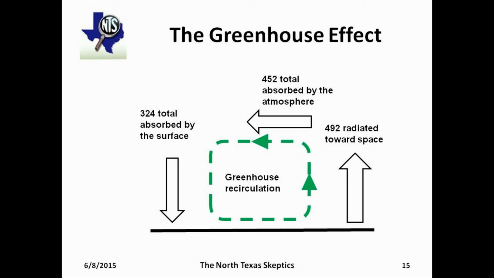324 of the total is absorbed by the surface. This warms the surface. 492 is radiated from the surface towards space. Of that, 452 is absorbed by the atmosphere, and this gets recirculated, and this is a greenhouse recirculation.